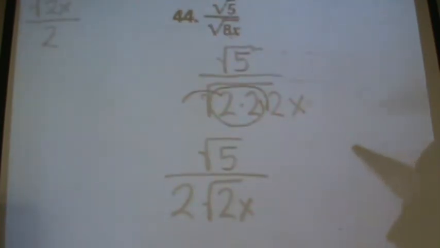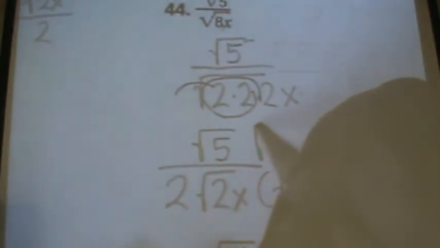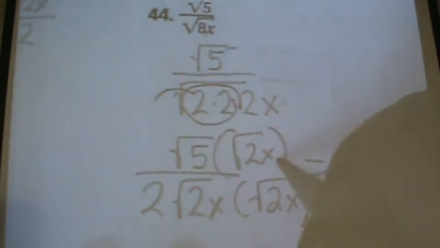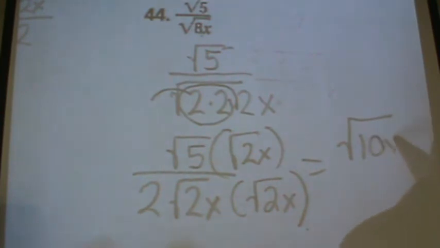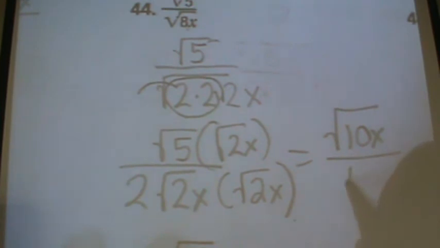Now we want to rationalize the denominator. So what am I going to multiply the bottom and the top by? Root 2x. So you get root 10x over, what's in the bottom? A 2 and another root 2x, which is root of 4x squared. Not 4x squared, just 2x, because you have 2 of these, only 1 comes out.